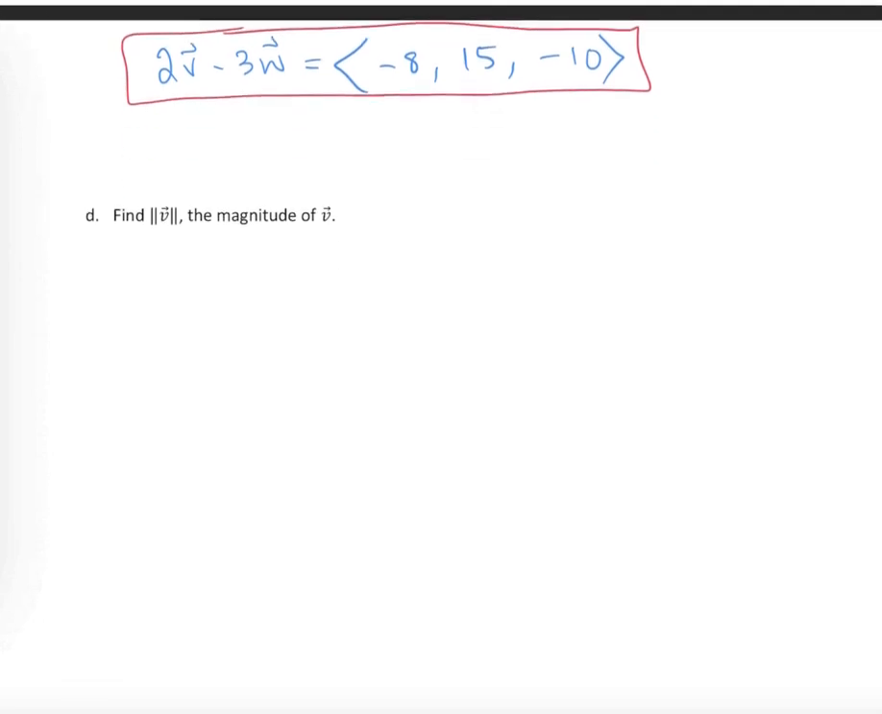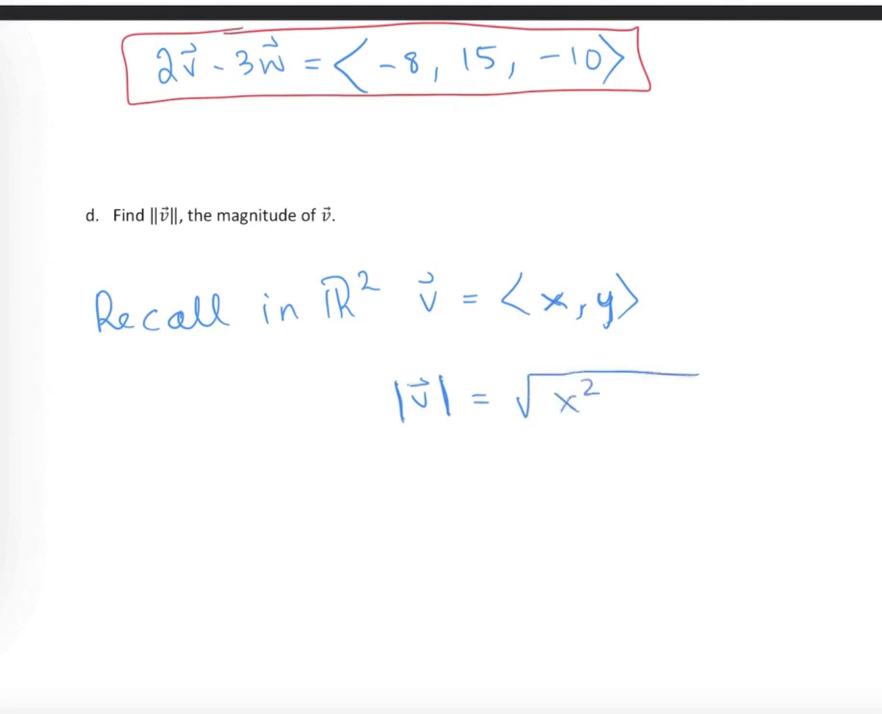The last part of this example is to find the magnitude, and just a quick recall that in two-dimensional space, a vector is given by an x-coordinate and a y-coordinate. These are the components of my vector v. They're also the terminal point of the vector if it was graphed as a position vector with the initial point at the origin. The magnitude of v, which can be written with one vertical bar or two vertical bars, would be the square root of those components squared and added together. That's how it works in two-dimensional space.